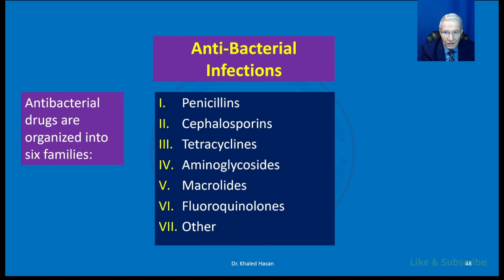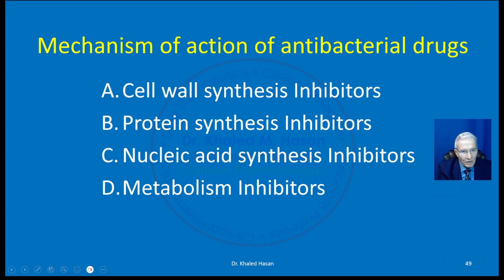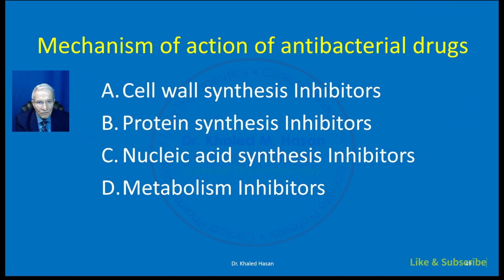Again, antibacterials are organized in 6 families. I will repeat it: penicillin, cephalosporin, tetracycline, aminoglycoside, macrolide, fluoroquinolones. Now we move to another category, something else. Here we have another option to speak about, for example, the location or the site of action.